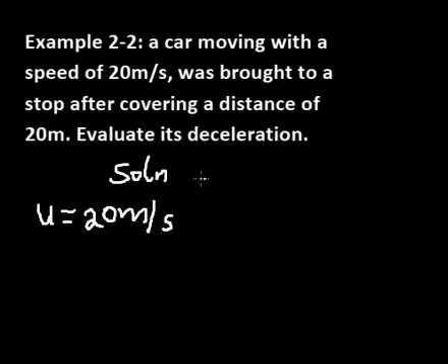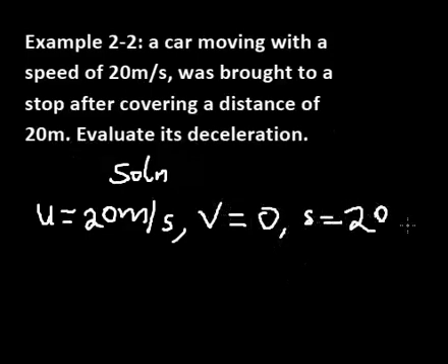Was brought to a stop. Okay, so it was brought to rest. Remember what happens when an object comes to rest. The final velocity is equal to 0. After covering a distance of 20 meters, so the distance you cover, x, that's the symbol, is 20 meters, right? All right. So, evaluate the deceleration.